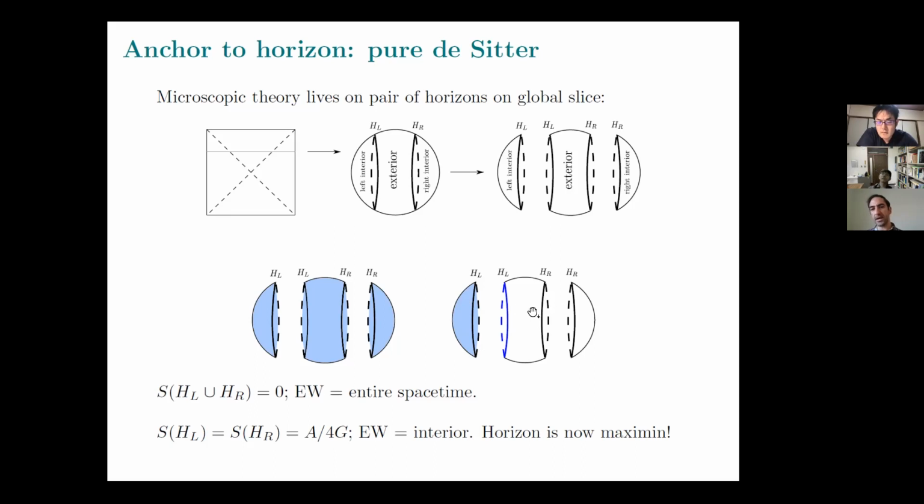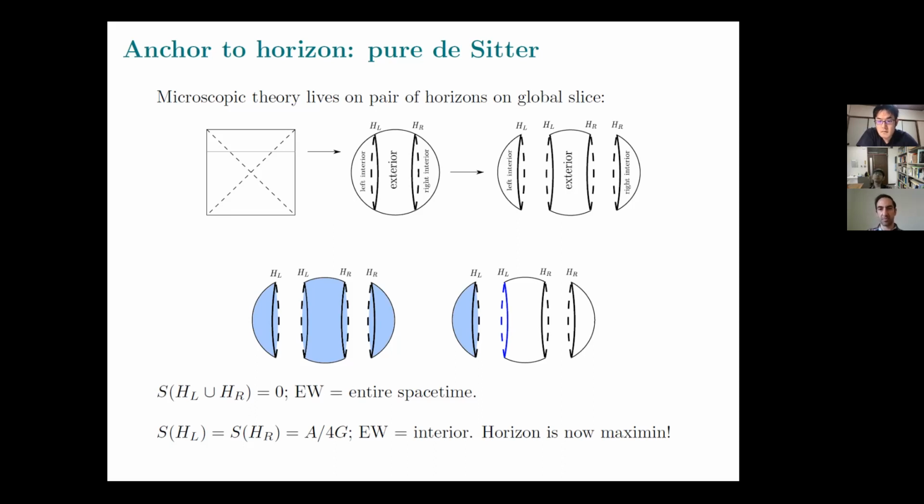And it doesn't encode the exterior unless it also knows about its buddy living at H right. This is a little bit more like the thermofield double kind of picture. And in this way of thinking about it, you can think about the horizon as a Maximin surface. You can set up a covariant Maximin prescription where this thing is an ordinary Maximin. But that's kind of boring. That's like the simplest thing you can check.